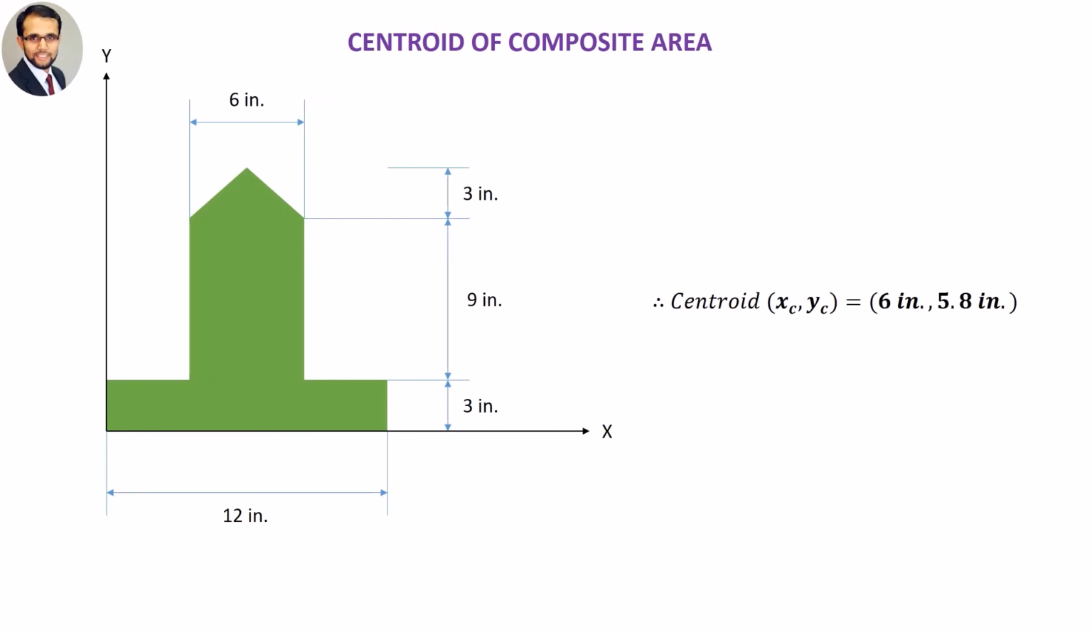So finally we found that the centroid of the composite area is located at 6 inches from the y-axis, that is xc is 6 inches due to symmetry, and 5.8 inches from the x-axis, that is yc is 5.8 inches.